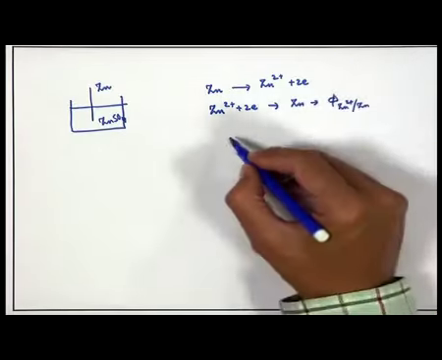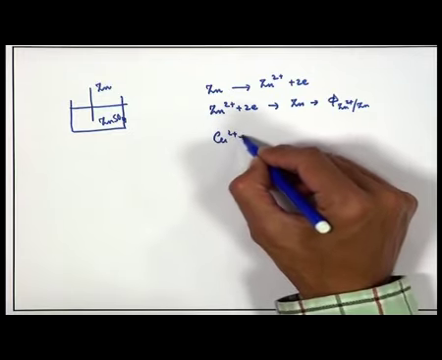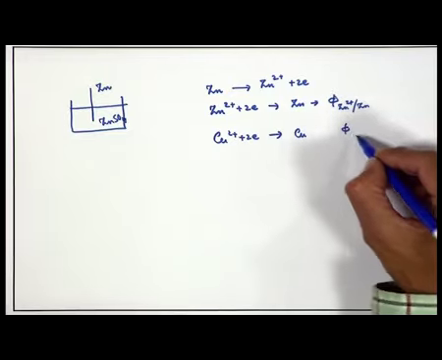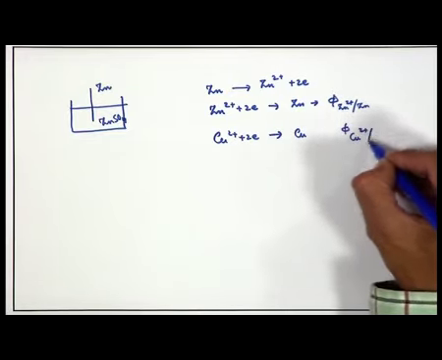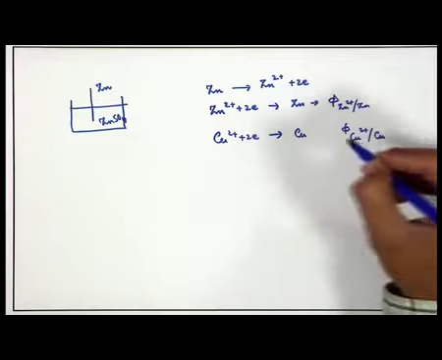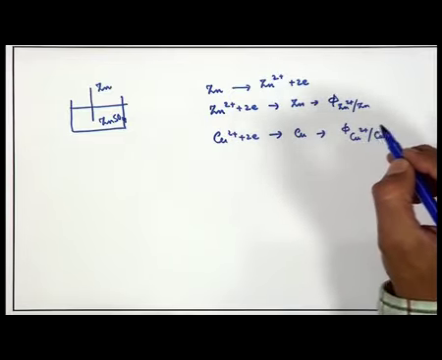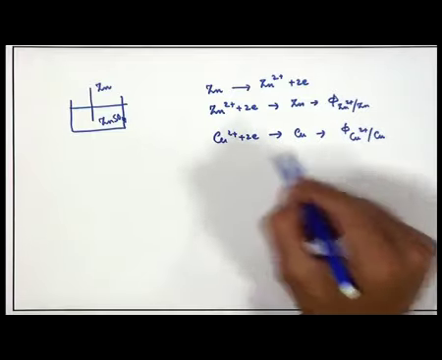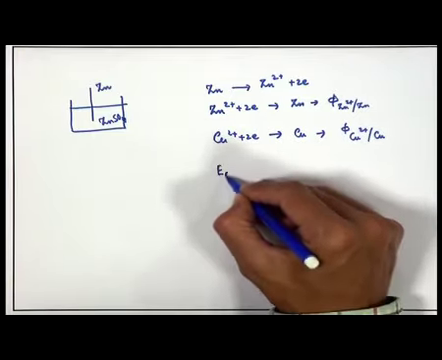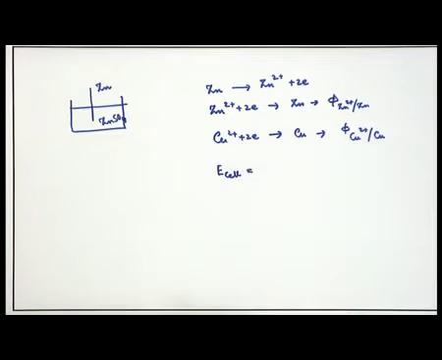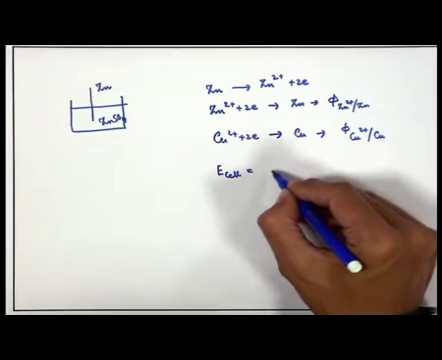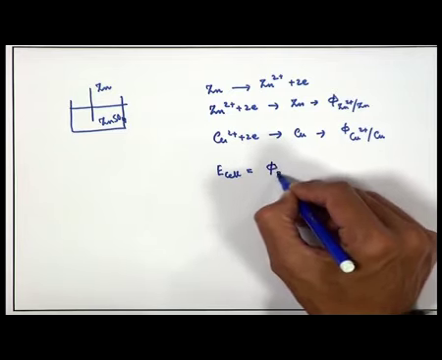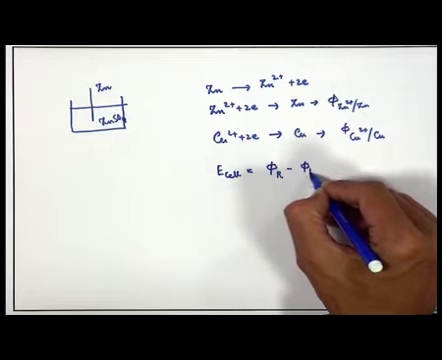In the same way, copper 2 plus twice electron gets you copper 0, and therefore phi Cu2 plus Cu. So, in order to express the cell potential, E cell will be equal to phi right minus phi left.